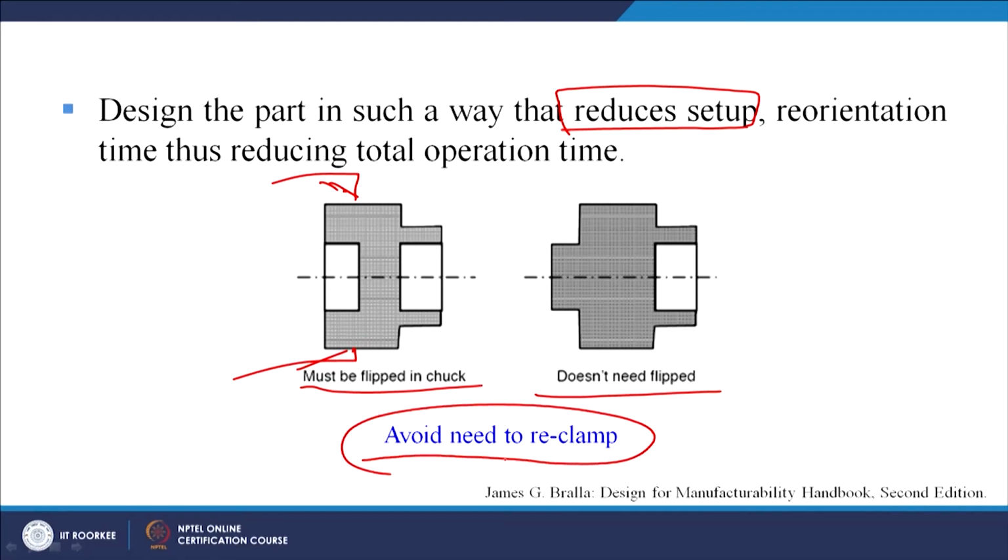We must ensure that in a single setup, all the machining operations can be done easily on the design. This avoids the need to reclamp; this one needs to be flipped, this one does not. This is just one example; we can look for many such examples where we require the job to be taken out from the work holding fixture and clamped again for other operations. We can modify our design in such a way that we are easily able to do maybe 90 to 95% of the machining operations in a single setup only.